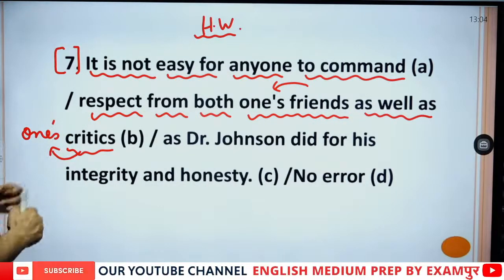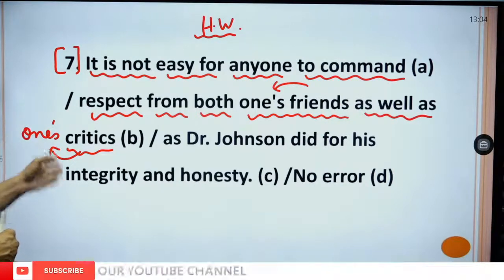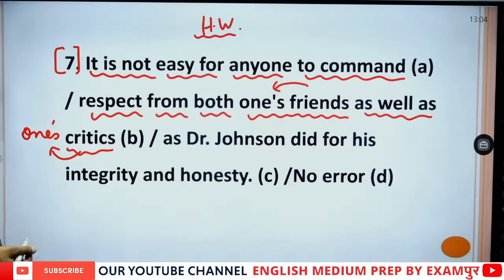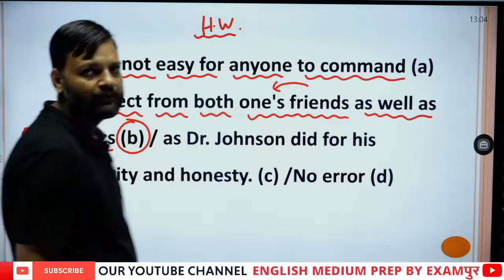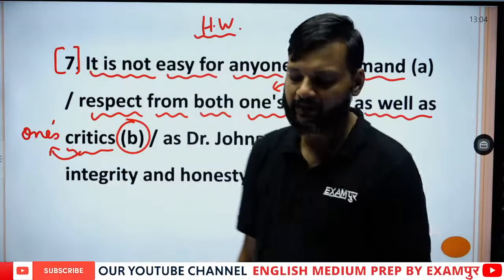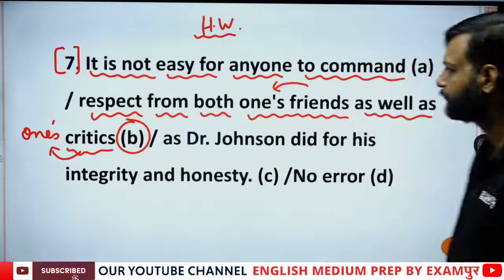So the sentence would be: it is not easy for anyone to command respect from both one's friends as well as one's critics as Dr. Johnson did for his integrity and honesty. So here the error is in the second part, that is part B. Okay, here the error is in part B.